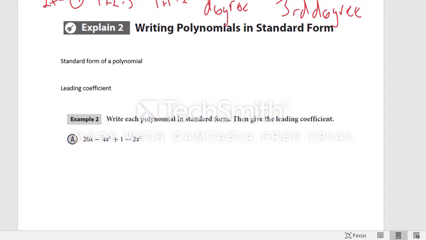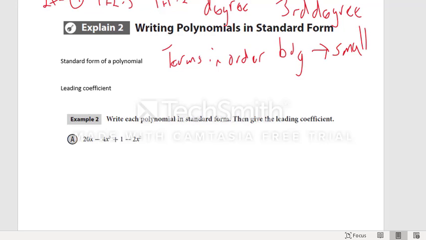All right, our next key idea, we have to be able to write a polynomial in standard form. Standard form means that it is the terms in order from biggest to smallest. Now, what I mean by that, biggest to smallest exponent.